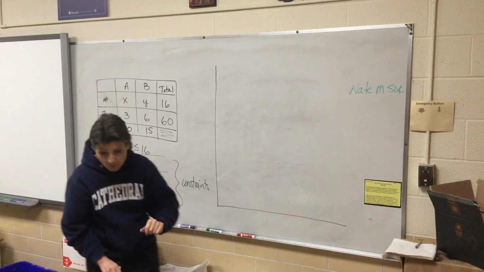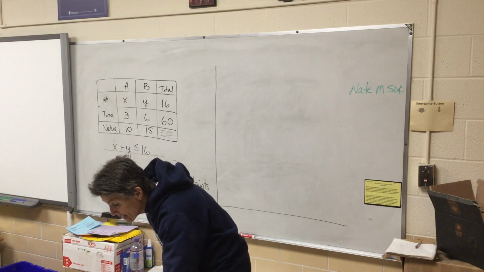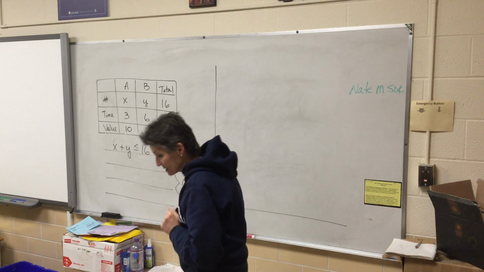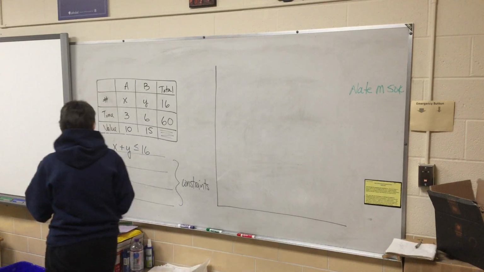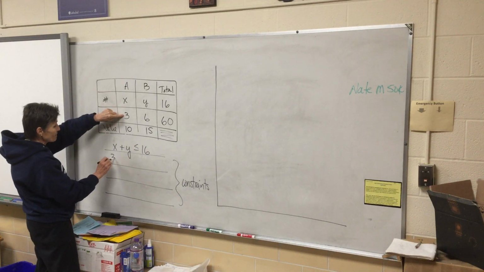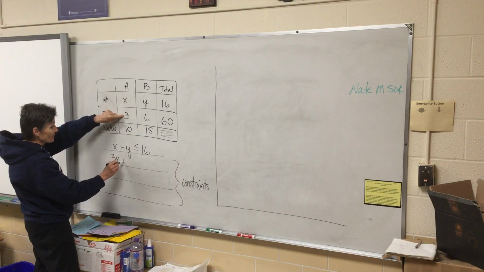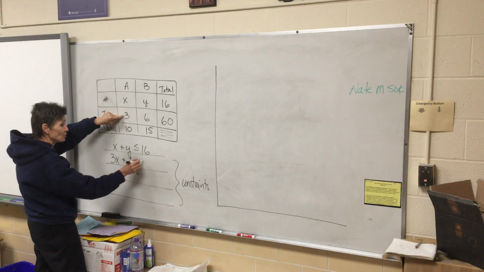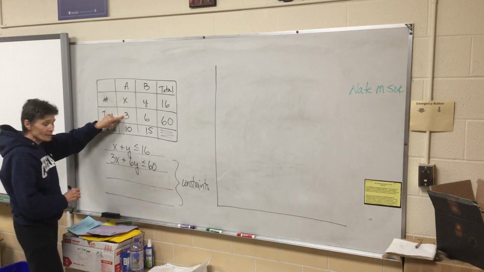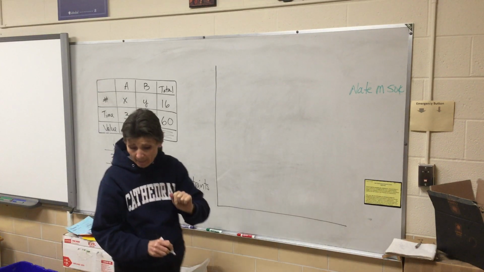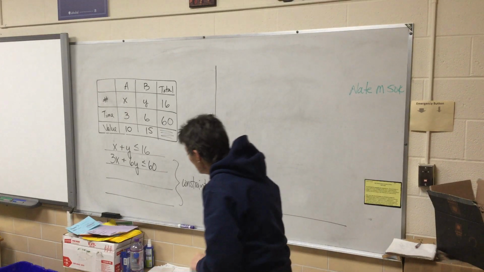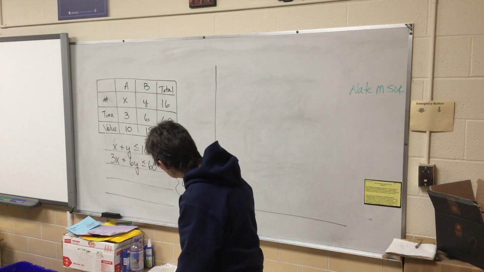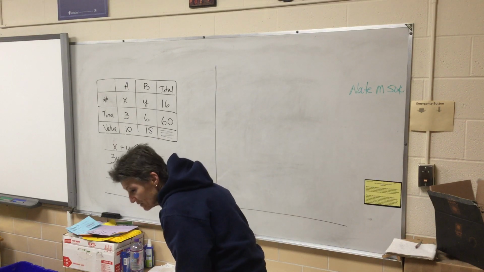Now, the number of minutes that we have is no more than 60. You have 60 minutes to take this test. So that means 3 minutes for every X, 6 minutes for every Y, has to add up to less than or equal to 60. No more than 60 minutes. You can't take 61 or 62, but you can use 58 or 55.